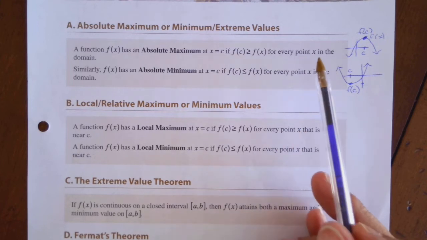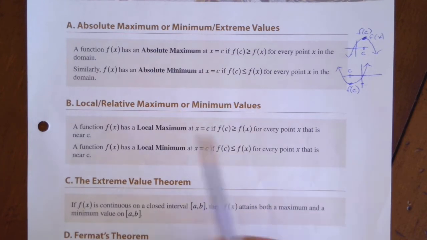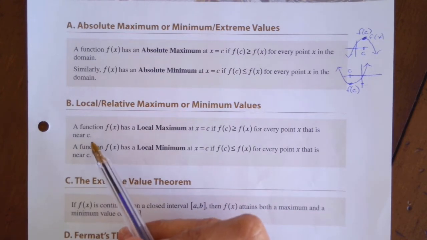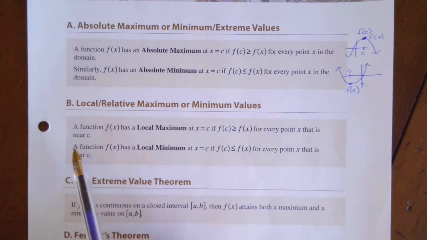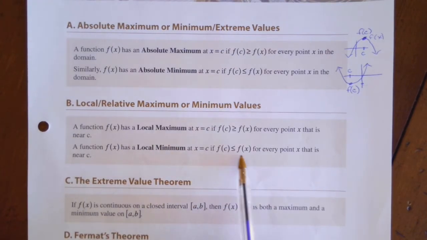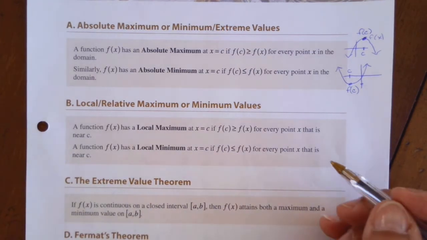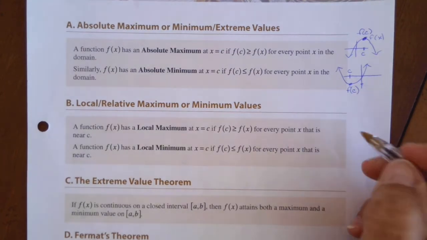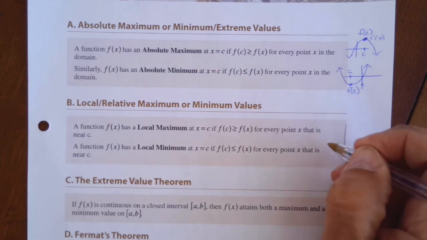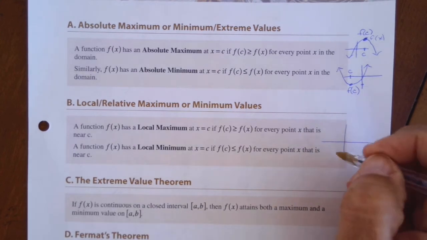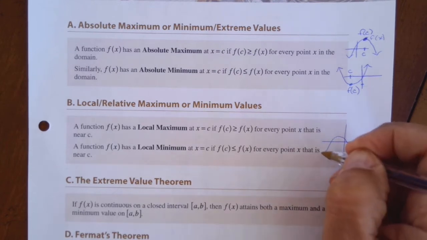For every point x, except the other one was in the domain, and this just says for every point x that is near c, so in the local area, basically. Okay, and then the same thing for local minimums. F of c is going to be less than or equal to f of x for points x that are just near it. Okay, so what does that look like? Let's take a look at a function, maybe a cubic function. Here's an example of a cubic function.